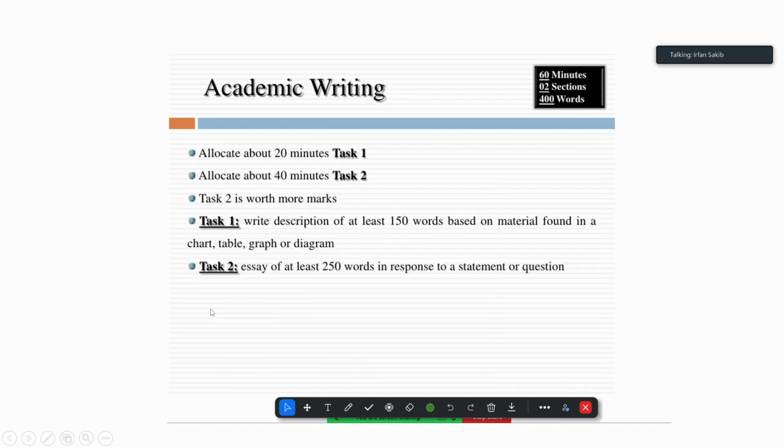So for writing, we have seen that for task 1 we should write at least 150 words and for task 2 we should write 250 words. The advice is to write between 150 and 200 words for task 1, like 175 words, and for task 2 to write 250 to 300 words, like 275 words. Clear? Okay.